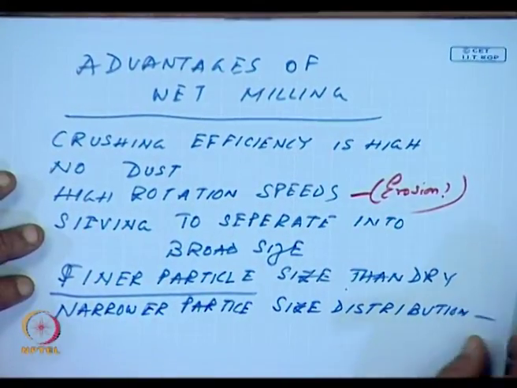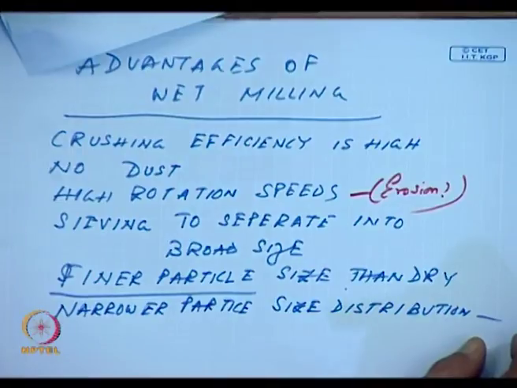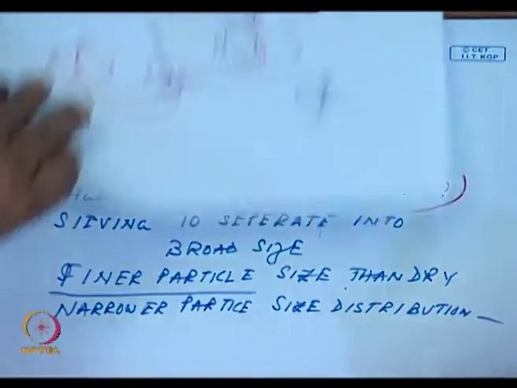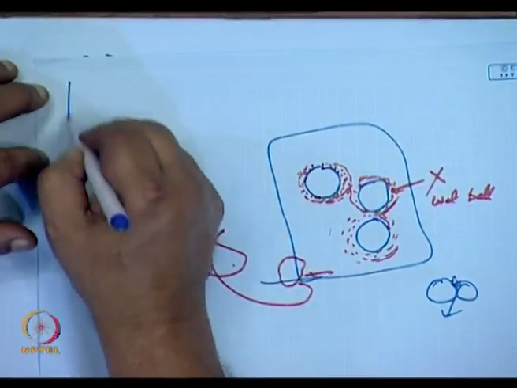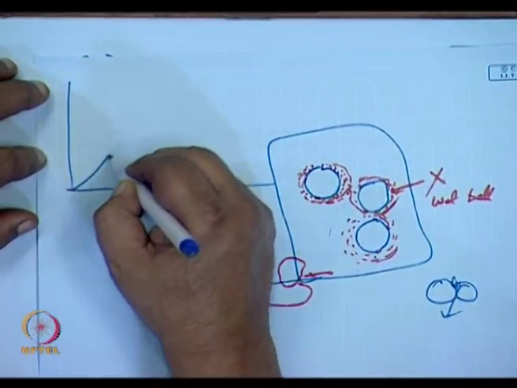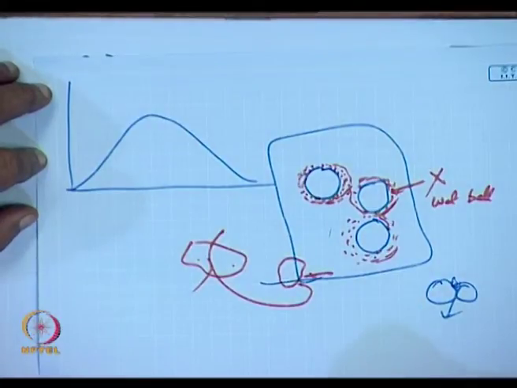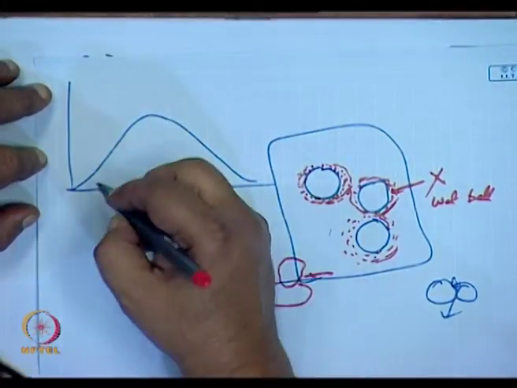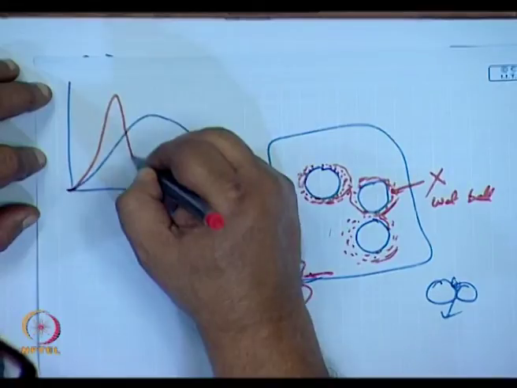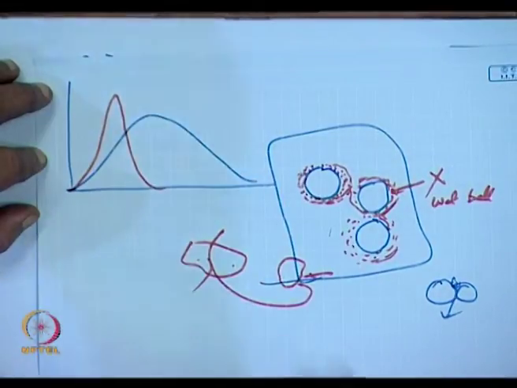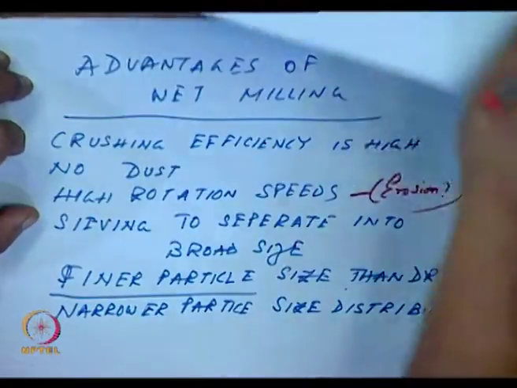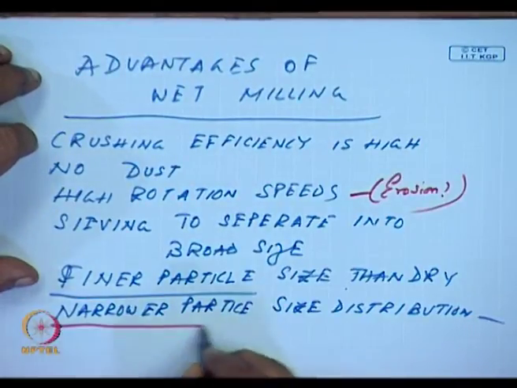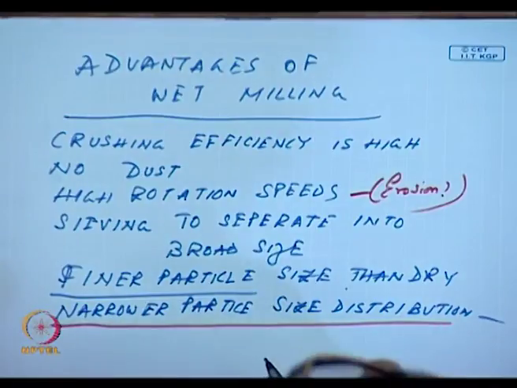Why? As I said, with dry ball milling, the balls get coated. So with dry ball milling, the particle size distribution may be this broad. But with wet ball milling, it can be this narrow, because this sort of sticking does not occur. So narrower particle size distribution is a definite possibility with wet ball milling.